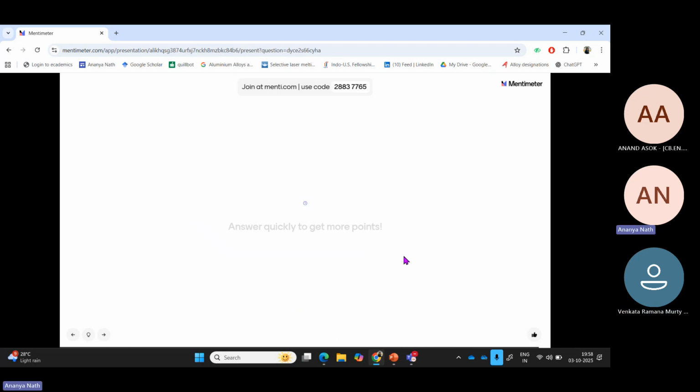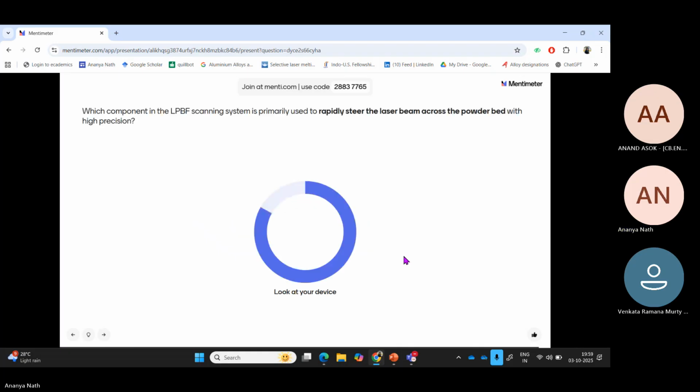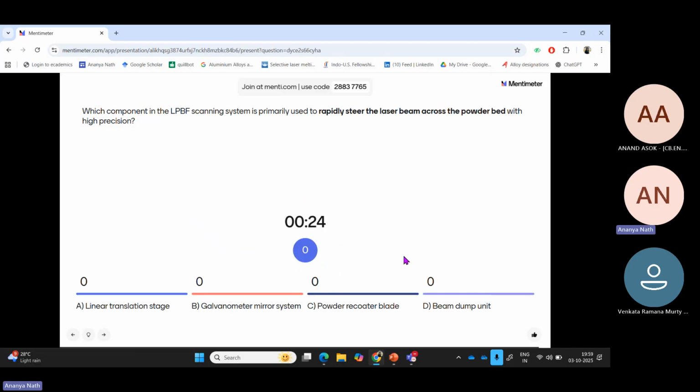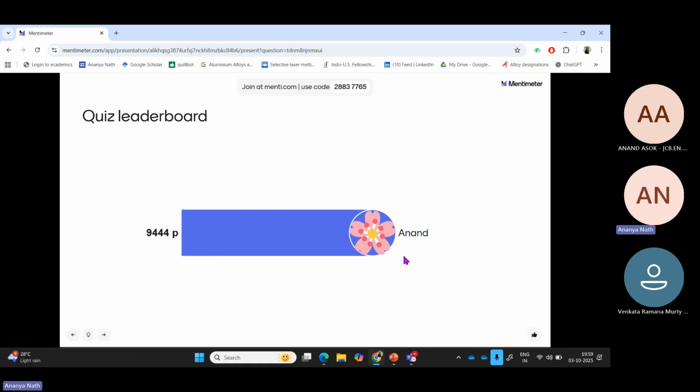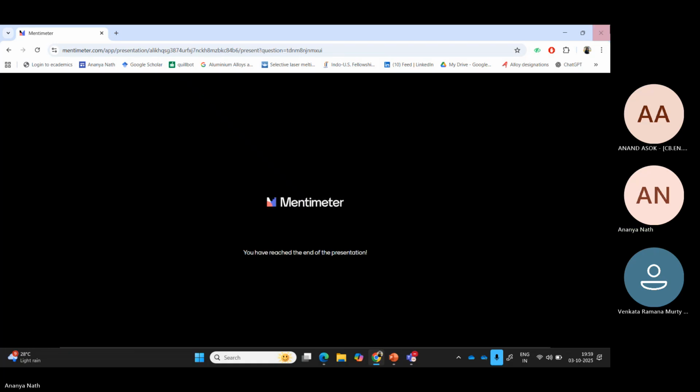So the last question. Which component in the LPBF scanning system is primarily used to rapidly steer the laser across the powder bed with high precision? The answer is fast, precision. Galvanometer. Yes, to steer it fast, only the galvo scanner. Okay.